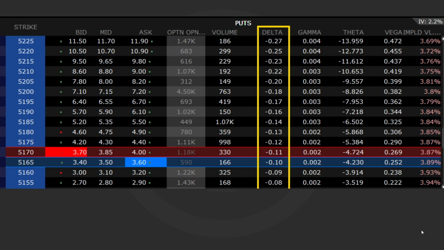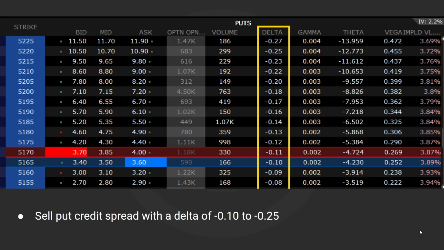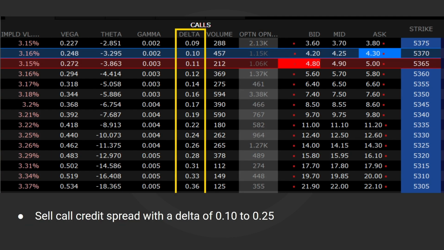Go to your option chain and sell a put credit spread with a delta of -10 to -25, and a call credit spread with a delta of 10 to 25. Keep in mind, there is no perfect delta to sell. It's a trade-off between risk-reward and probability.